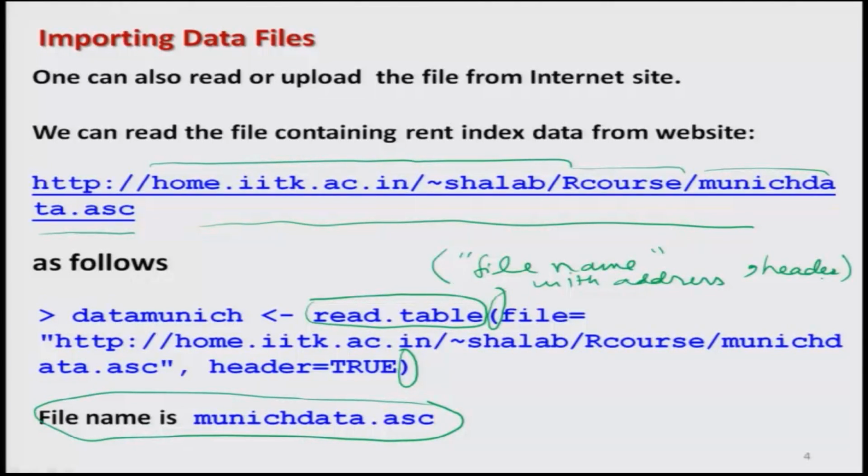So, what I do here is write read.table, and inside the arguments I write the file name. File is equal to this Munich data.asc and its address. The address is here, and I enclose it with inverted commas. And then this file has a header. So, I am writing here header equal to TRUE.